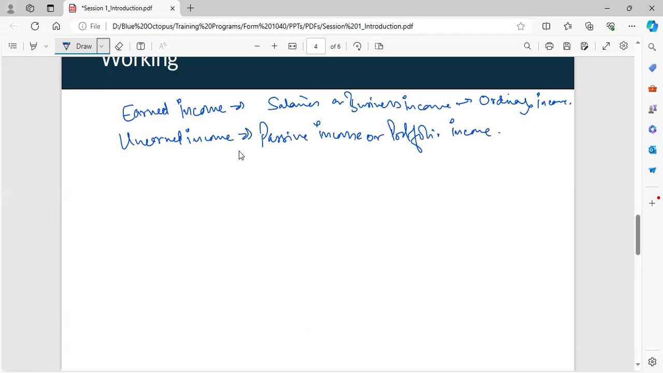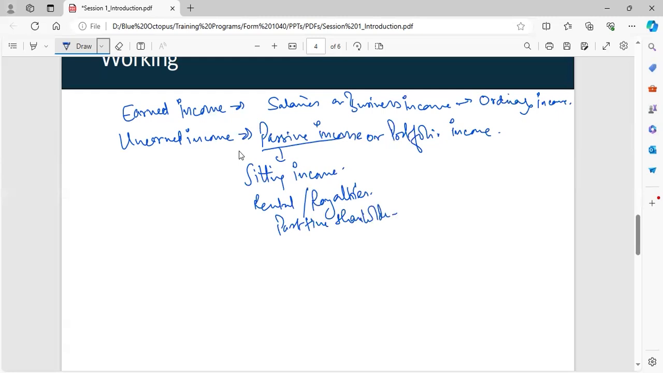Now, what do you mean by passive income and portfolio income? Passive income means sitting income. We call it sitting income. You are earning while sitting. You are not working but still earning, like on rental basis, royalties, or maybe a part-time owner, part-time shareholder. Portfolio income, on the other hand, is income from investments. If you have invested somewhere and you're earning, then it becomes portfolio income, like interest and dividends.